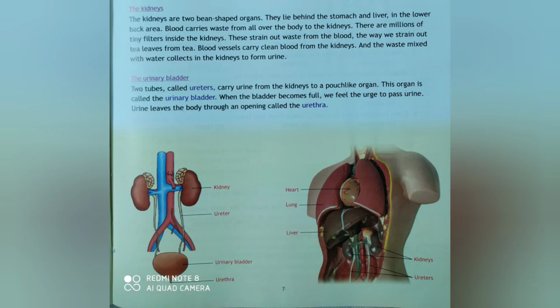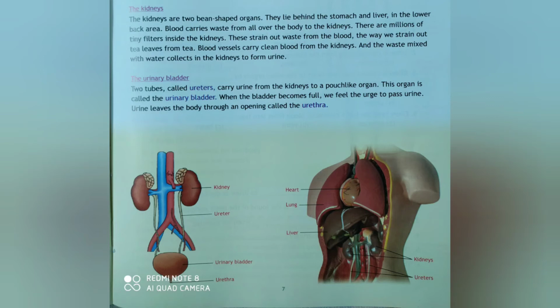So now let's revise how the kidneys help in excretion. The blood carries waste from different parts of the body. It carries the waste to the kidneys, and kidneys have some specialized cells. These cells act as filters, and there are millions of such filters inside your kidney. So what happens is these filters strain out the waste from the blood.